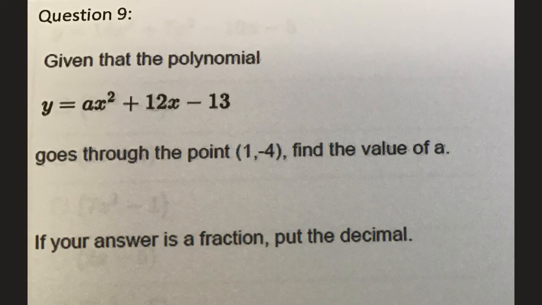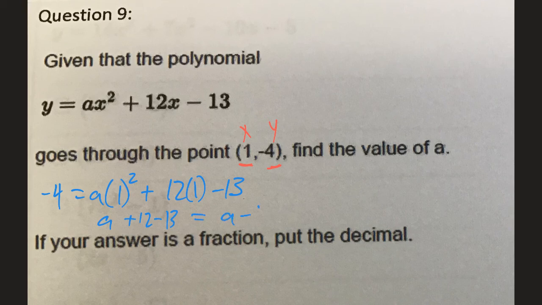Given that the polynomial ax squared plus 12x minus 13 goes through this point, 1, negative 4, find the value of a. Basically we're just trying to figure out what the constant value of a is, and it's pretty straightforward. We have an x and a y value. We just plug them in, and we're going to solve for what that a value is. So here we go. Negative 4 equals a times 1 squared plus 12 times 1 minus 13. As I start simplifying this, a plus 12 minus 13 is just a minus 1, and all of that is equal to negative 4. So negative 4 is a minus 1. We can move that 1 to the other side, and we should get that a equals negative 3 as our answer.